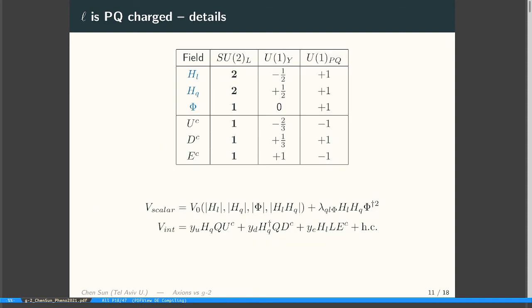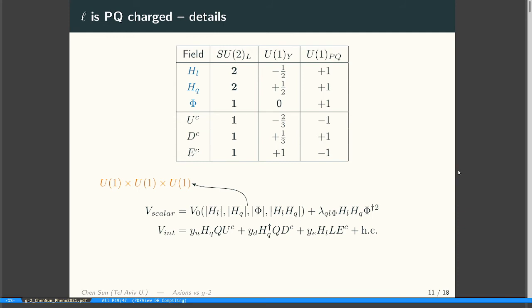And this is our field content. We have three complex scalars, and we have up quark, down quark, and lepton. And in our scalar potential, we start with 3 copies of U(1)s, U(1) cross U(1) cross U(1), and we explicitly break it to U(1) cross U(1). And this is quite similar to the DFSZ type of construction. And our H_Q couples only to quarks, and our H_L couples only to leptons.